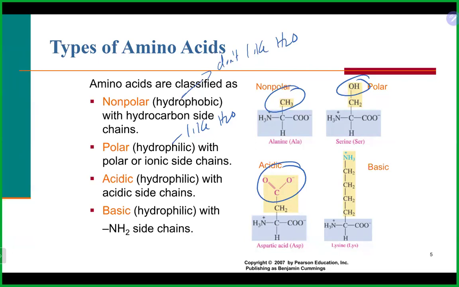Lastly, basic ones, which are also hydrophilic. They like water as well, and they will typically have some type of nitrogen side group there. A nitrogen that's attached to a hydrogen, like an amine type group or an amide type group. And these are basic ones, right? So a good way to remember that, hopefully, is NH3 is a weak base. So if you see anything that kind of looks like NH3 hanging out there, or some type of derivative of NH3, it is probably going to go into the basic category.